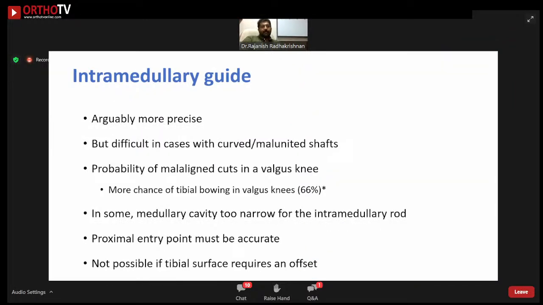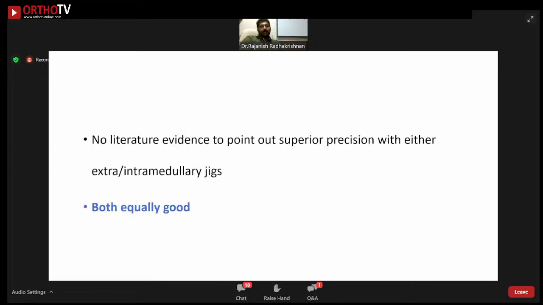In the case of an intramedullary guide, most of the time it may create a problem, as the tibial shaft may have old fractures or tibia vara, or in the case of valgus knee, there is more chance of tibial bowing, approximately 66%. In some cases, the medullary cavity also will be too narrow to pass the intramedullary rod. The proximal entry point should be very accurate, not possible if the tibial surface requires an offset. So both are equally good, but you have to choose the patients correctly. You have to have a thorough knowledge and clinical judgment of your patient preoperatively, and you should be reading the x-ray very well. There's no literature support as such to say one is superior to the other.